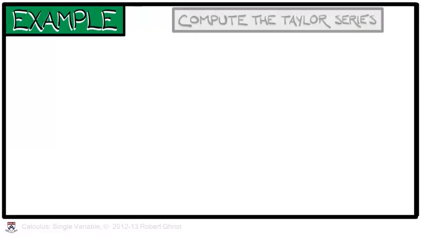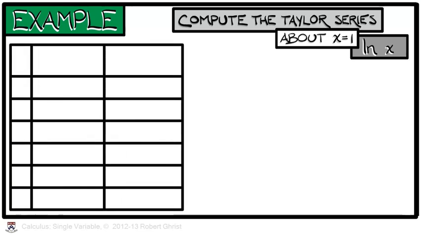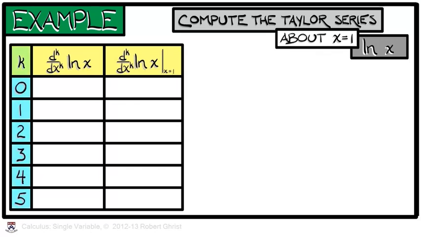Let's look at an example. Compute the Taylor series of log of x. Now we know that we cannot do that about x equals 0. So let us do it about a more natural value. Let's say about x equals 1. To compute this Taylor expansion, we're going to need to start taking some derivatives. If we look at the function log of x, the zeroth order term is obtained by evaluating at x equals 1. And that gives us simply 0.